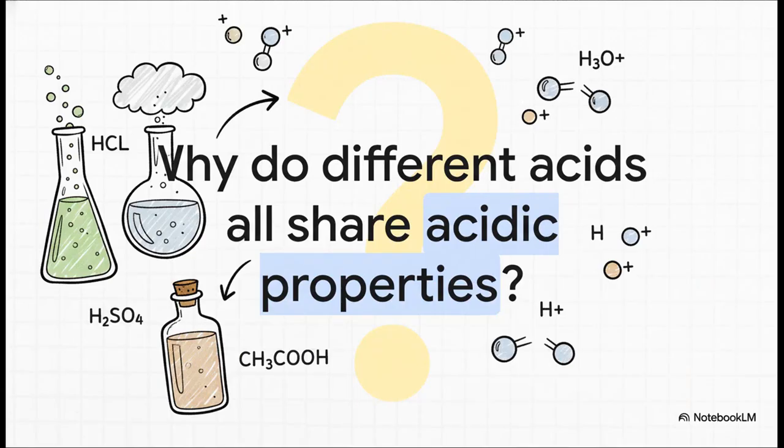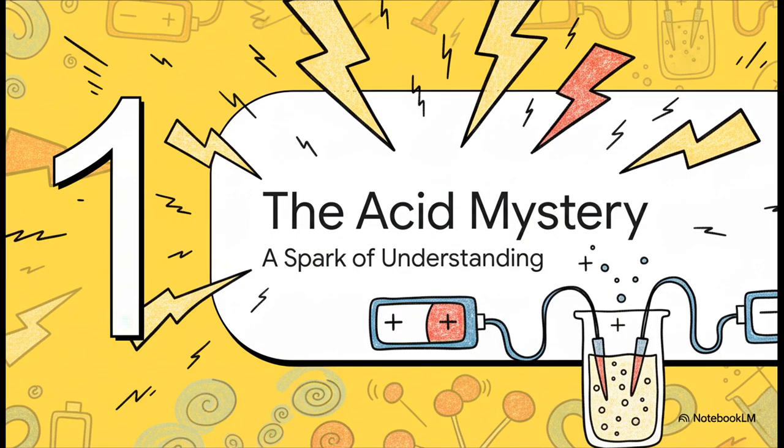In our science labs, we see so many different acids: hydrochloric acid, sulfuric acid, even the acetic acid that you find in vinegar. Now, these are all different chemical compounds, but they all share some common properties, don't they? They all behave like acids. So why is that? What is the one thing that is common to all of them? To solve this mystery, we need our first clue. And we're going to find it by looking at a very simple experiment.